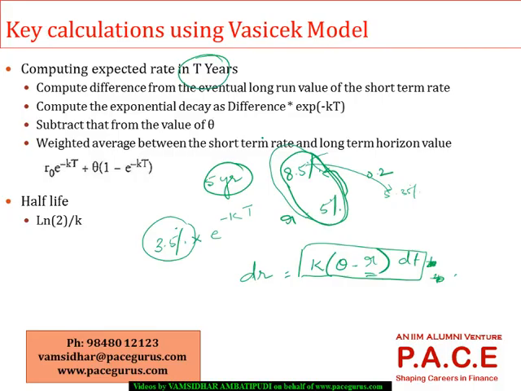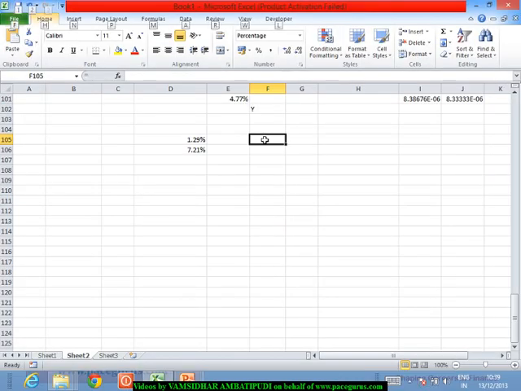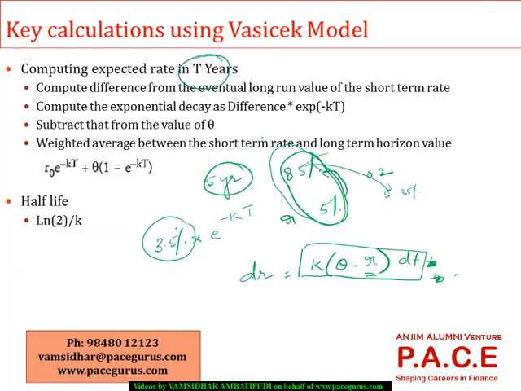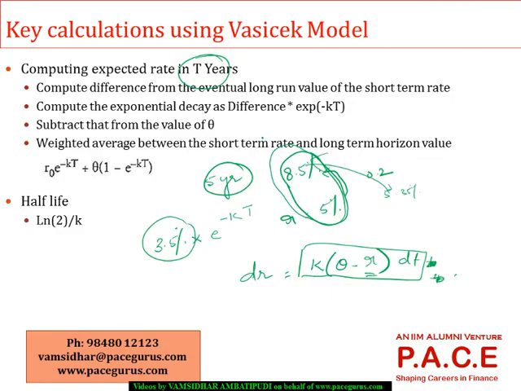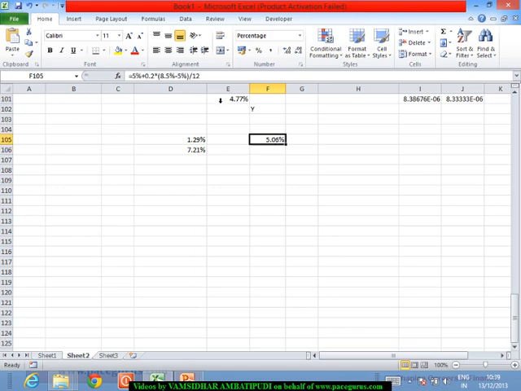At the end of the first year, just to showcase how it is working out for you, right now if it is 5%, at the end of the first year, what is it going to be? 5% plus k times (theta minus r) by 12. So at the end of one period, I'm not talking about 1 month, so I don't need to take this. So at 1 year, it is going to be 5.7%.